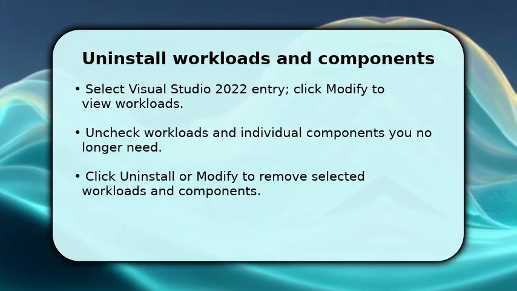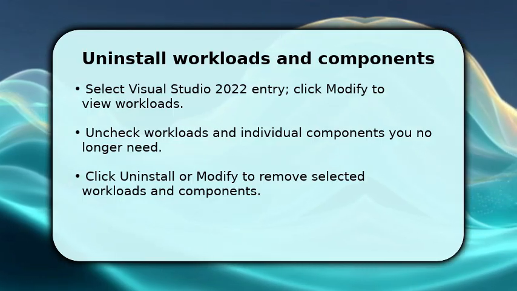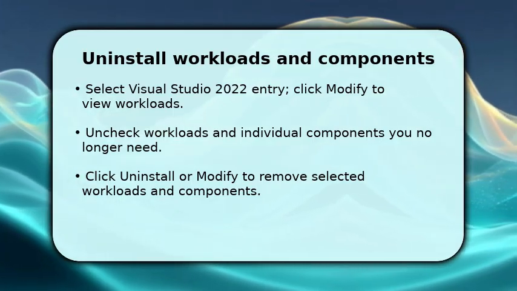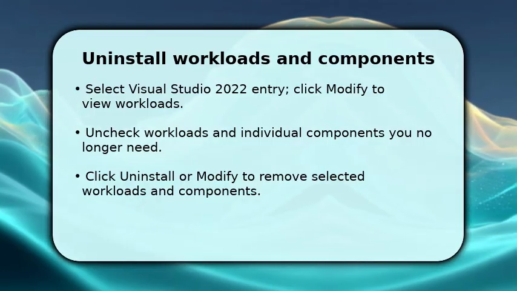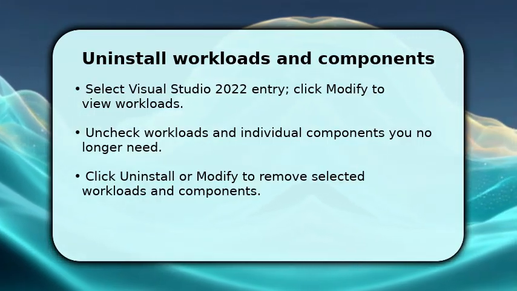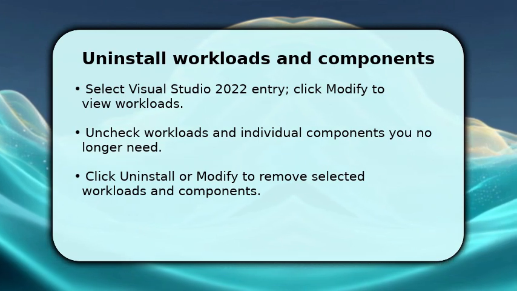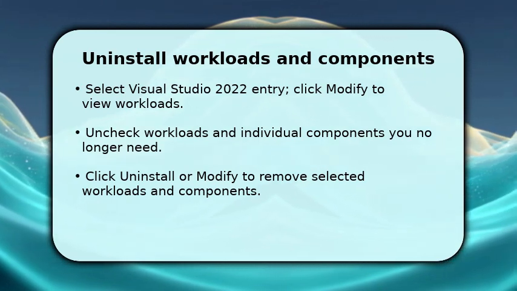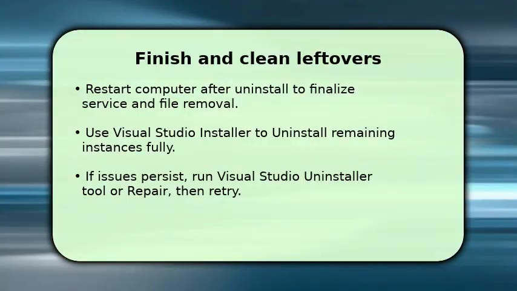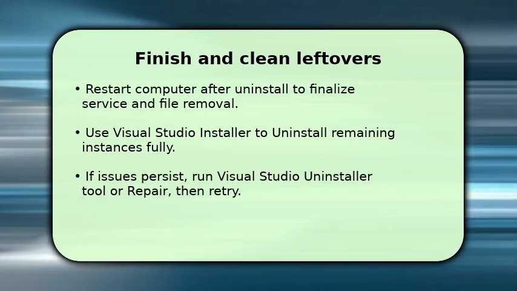Progress will display. Keep the window open until it finishes. If multiple instances exist, repeat per instance to avoid leftovers. After the uninstall completes, restart your computer to let services and locked files clear. This finalizes the removal. Reopen the Visual Studio installer to confirm no Visual Studio 2022 instances remain. If one does, choose Uninstall until the list is empty.